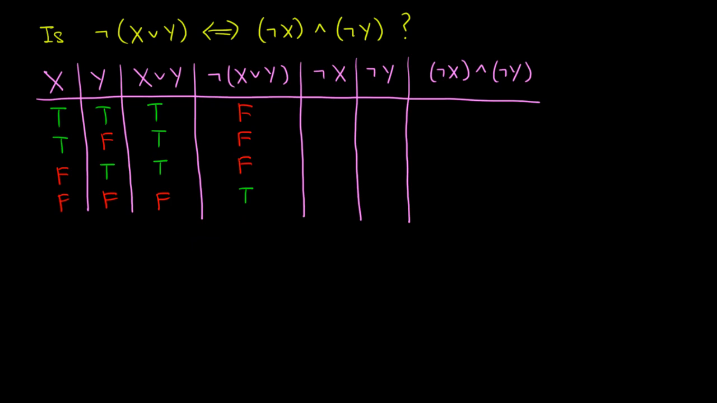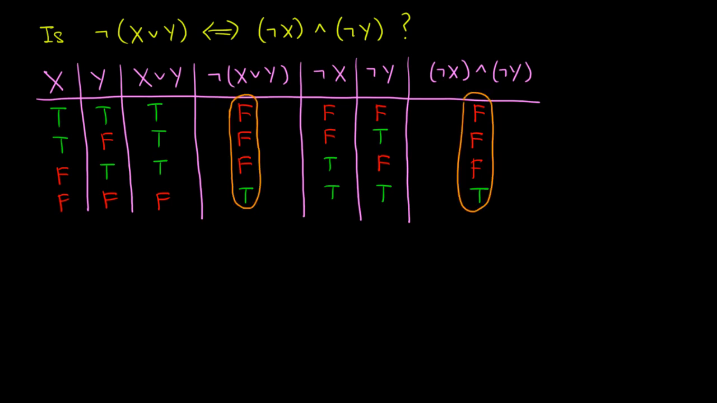For (not x) and (not y), we need to write down the truth values of not x and the truth values of not y. Then, (not x) and (not y) is true when both not x and not y are true. So (not x) and (not y) is only true in the last row. Evidently, the truth values of not (x or y) and (not x) and (not y) are identical, so they are in fact equivalent statements.